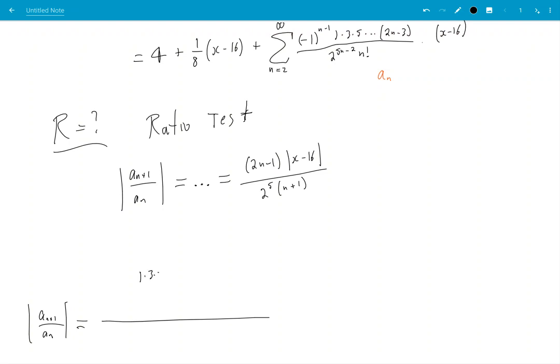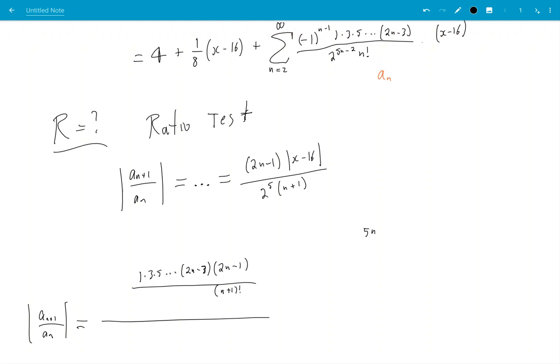1 times 3 times 5. Okay, good stuff. So a_n would stop at 2n minus 3. But a_(n+1) is going to go 2 further. On the bottom, you get the (n+1) factorial. It's easy enough.